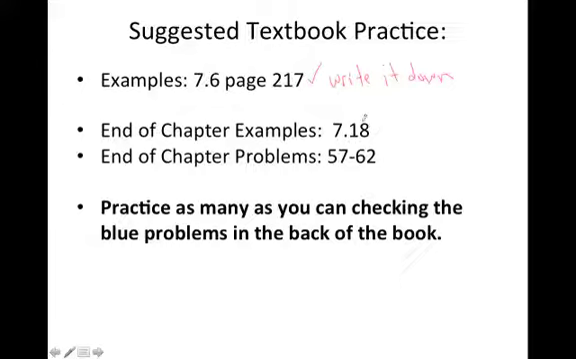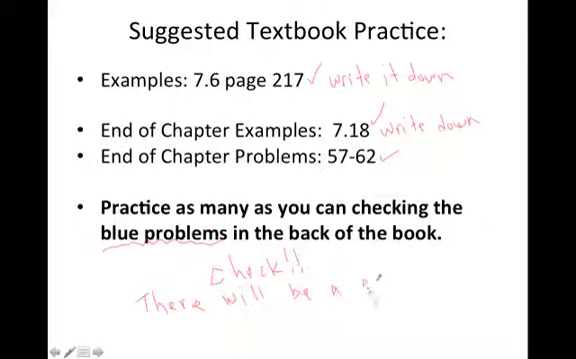Look at the end of chapter example 7.18. Write it down. It's going to be on your quiz. Okay, do the end of chapter problems 57 through 62. And the blue problems in the back of the book, check them. Write them down and bring them to class. There will be a quiz where you can use your notes. So you'll be able to use your notes if you watch this video and you do what I ask you to do here. You'll do very well on your quiz.